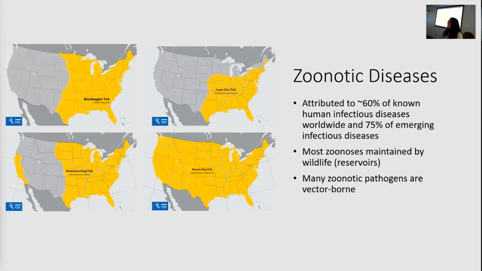So for those who aren't familiar, zoonotic diseases are diseases that are transmitted from animals into humans. They're attributed to about 60% of known human infectious diseases worldwide, as well as 75% of emerging infectious diseases. Most zoonoses are maintained in wildlife in the form of reservoirs, and many zoonotic pathogens are also vector-borne, especially tick-borne.